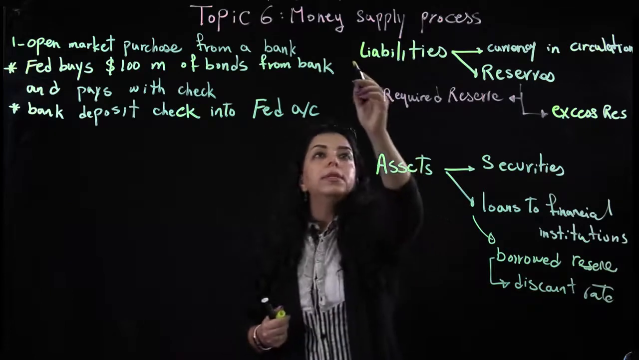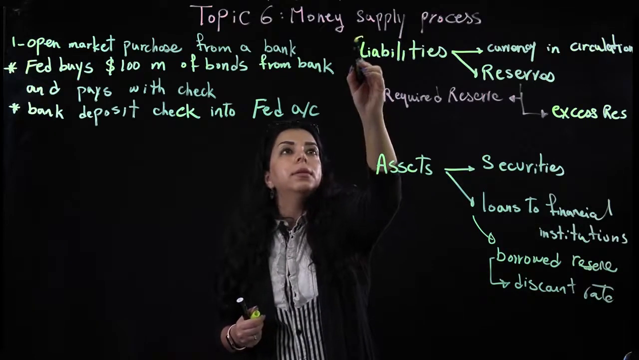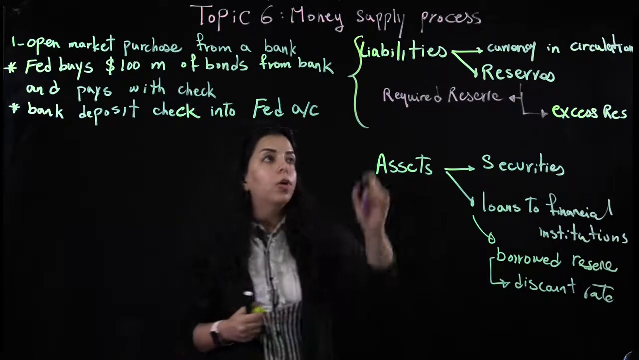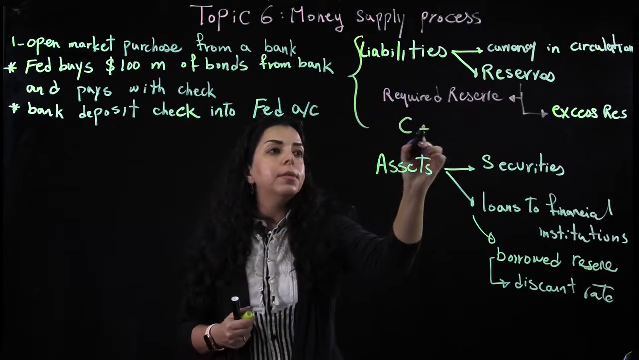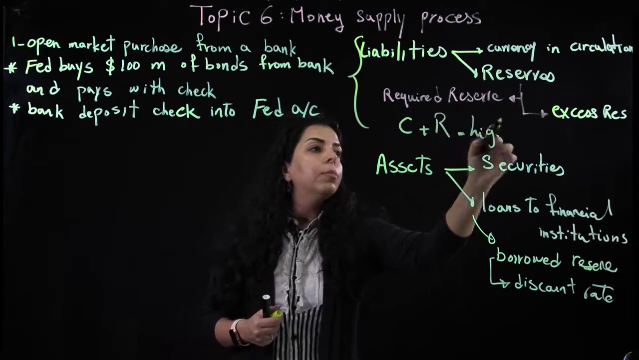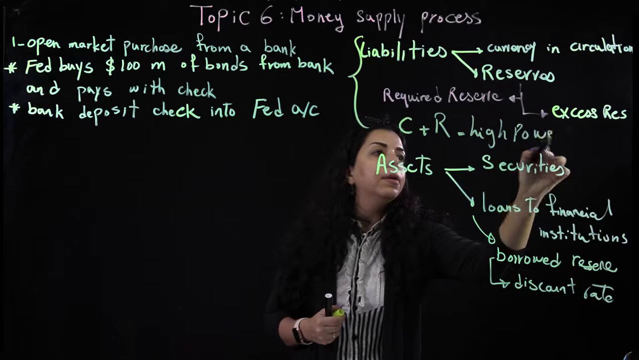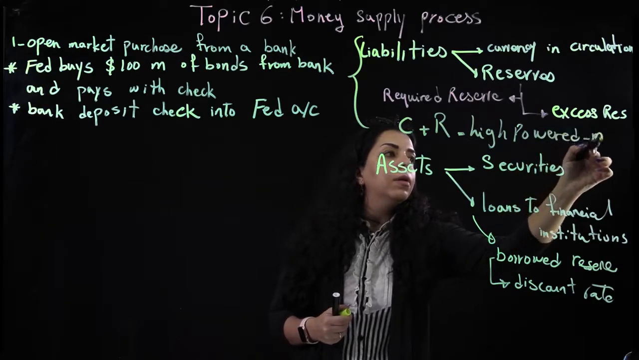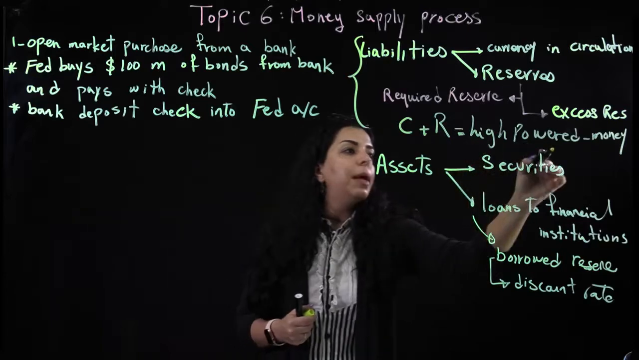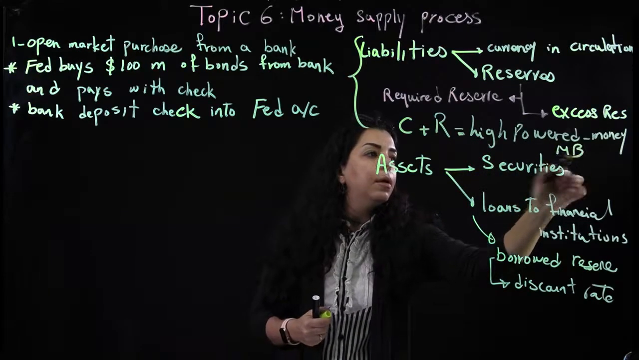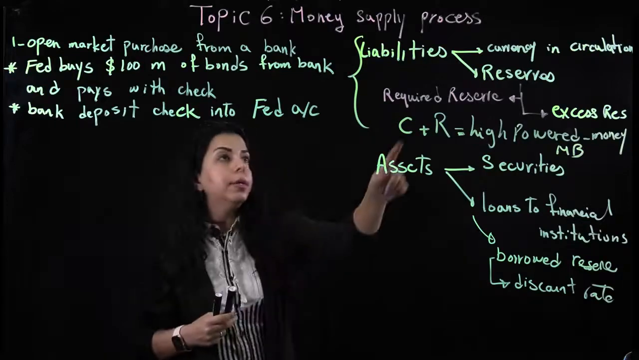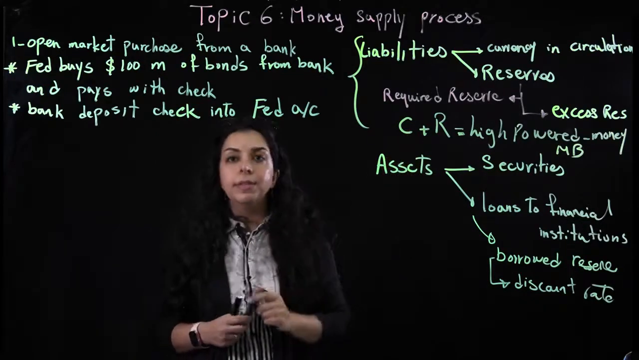One more point is that the liability of the central bank, which are currency plus reserve, are called high-powered money, or we call them monetary base, MB. So monetary base or high-powered money are the liability side of the central bank.